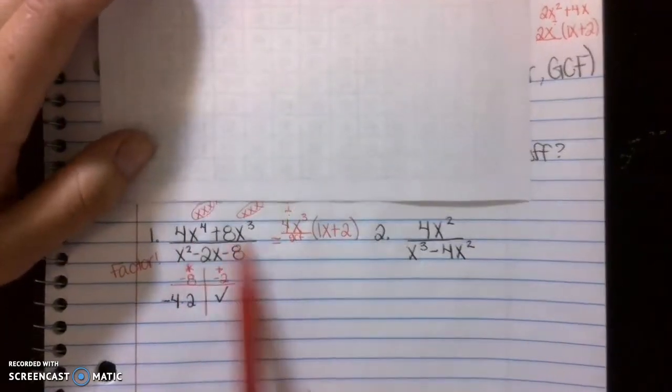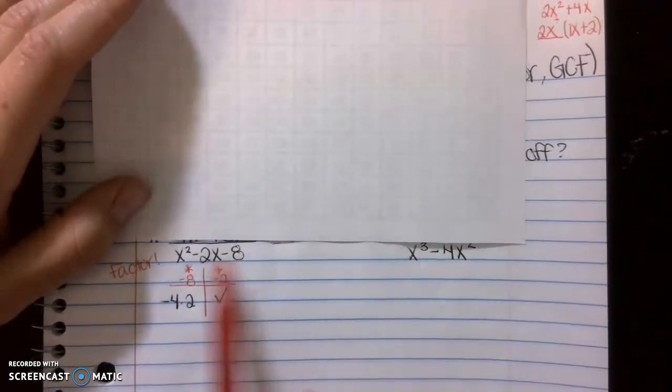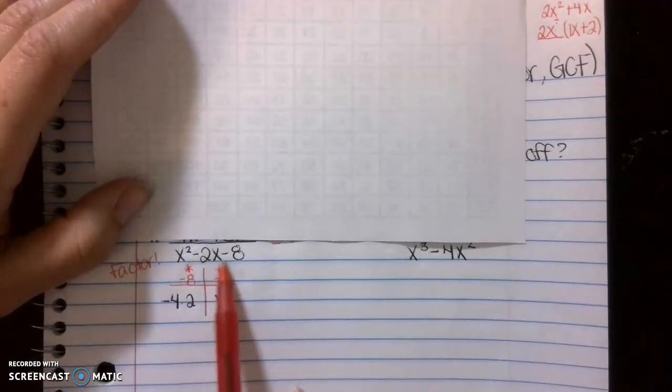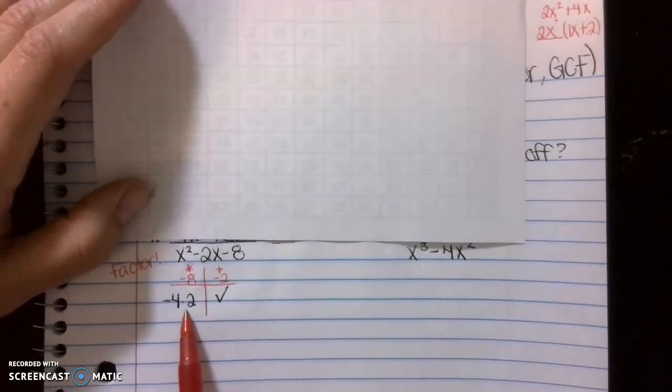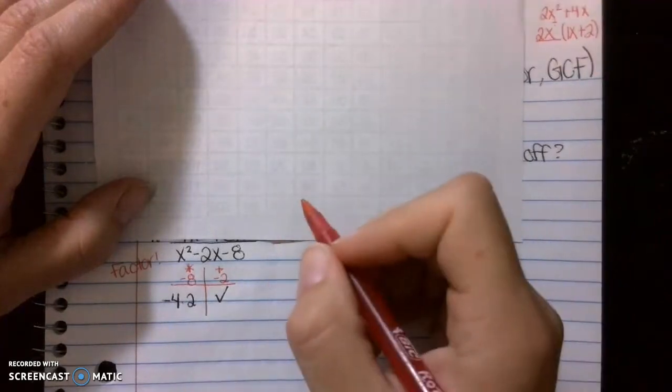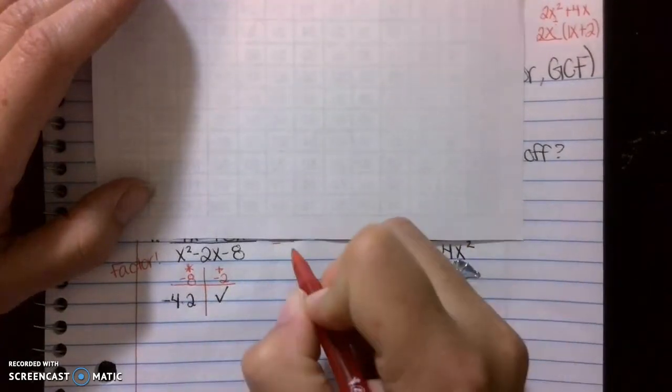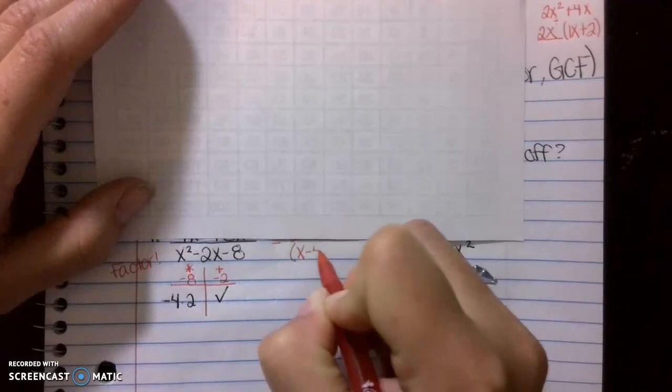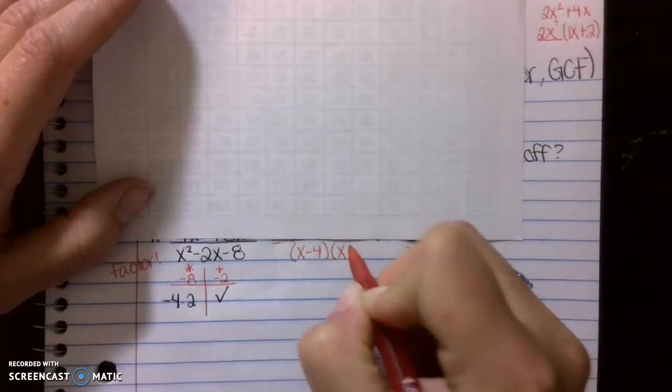So again, just like what we did above where we rewrote it, we want to do the same thing for the bottom, x squared minus 2x minus 8. I want to go ahead and rewrite this as our factors, just like what we did in the second video for this week. x minus 4, x plus 2.